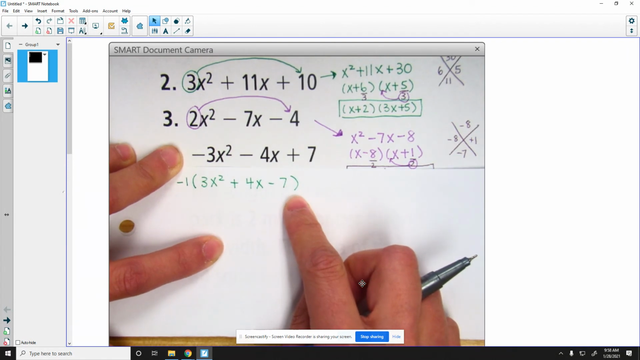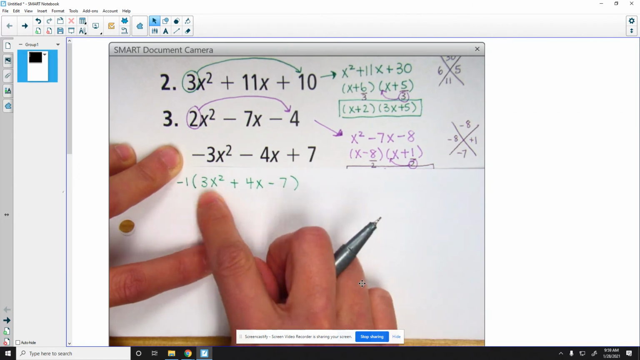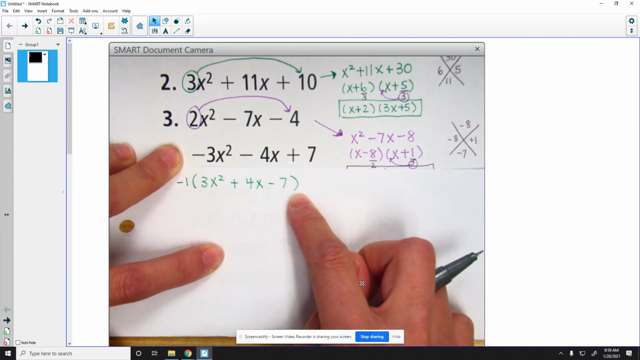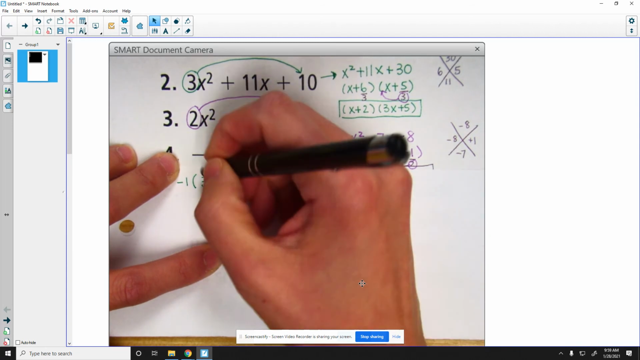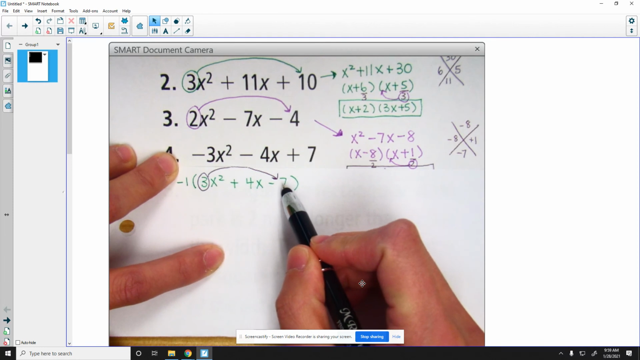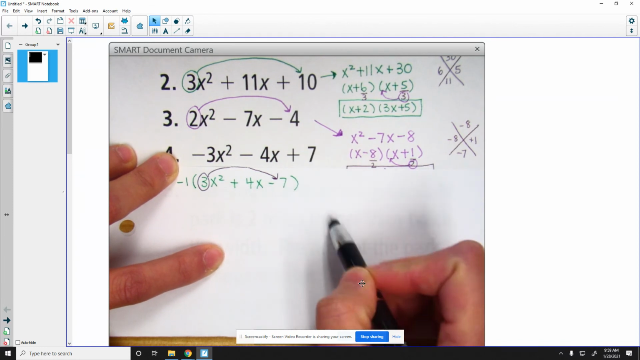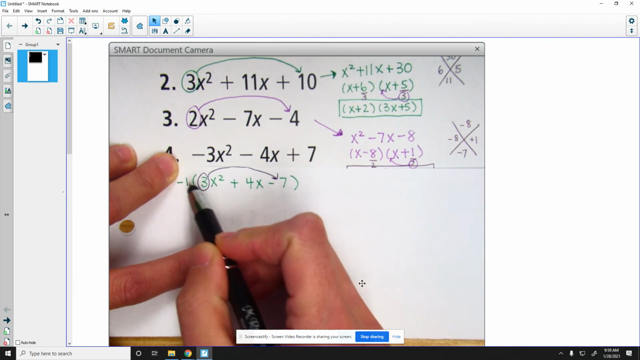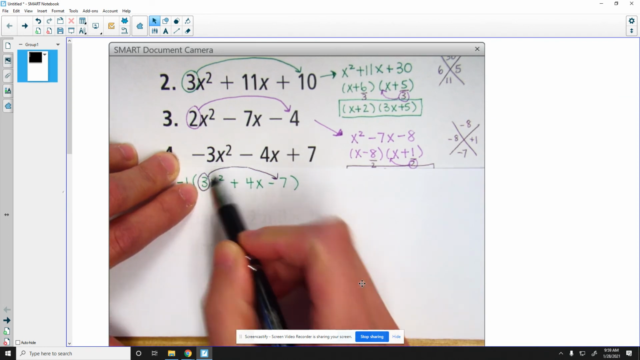Okay. Now I can think, all right, so I took out a -1. Here's my new problem. Now what do I do? So do the magic numbers thing. So take the first term and multiply it by the last. I know I have to do that because I can't do big X yet. I only do big X when this starts with a 1.